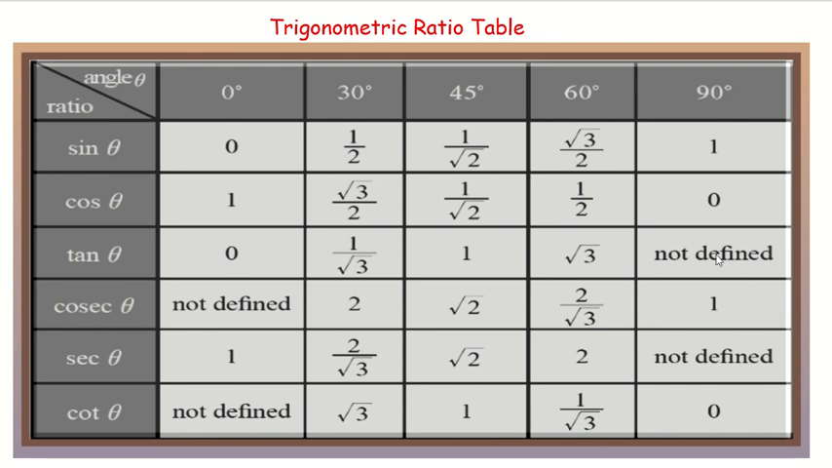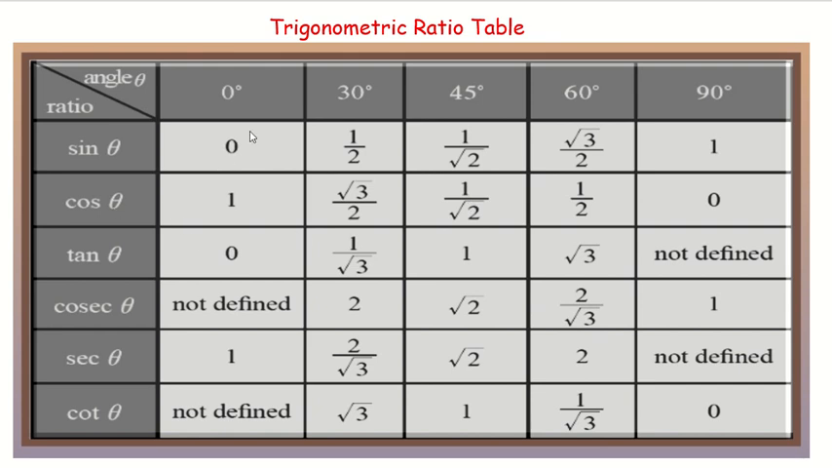Just reverse this, and you will get cos theta. Reversing means what I am doing over here: 1, root 3 by 2, 1 by root 2, 1 by 2 and 0. You can observe here where the values are the same in sin and cos. At 45 degree the values are the same, 1 by root 2.